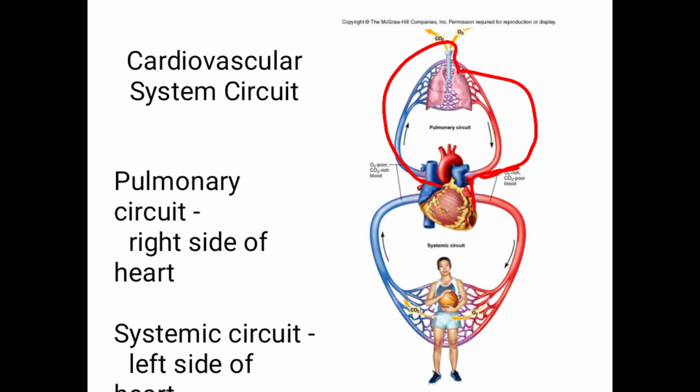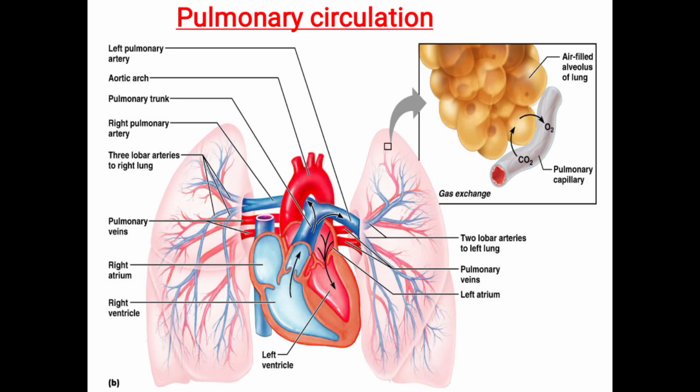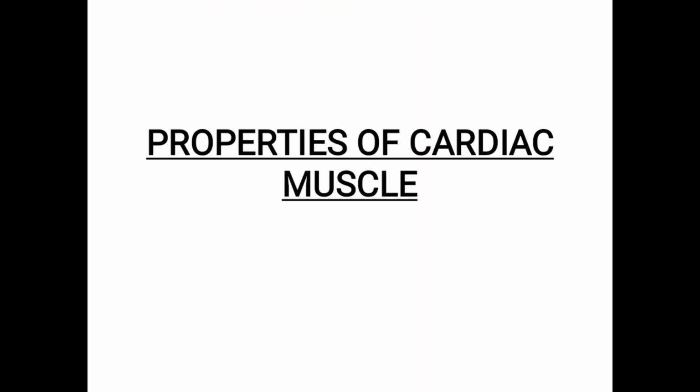In systemic circulation, the oxygenated blood is pumped through the aorta to the different parts of the body. From the tissues, the deoxygenated blood goes to the right atrium. So these things I finished.